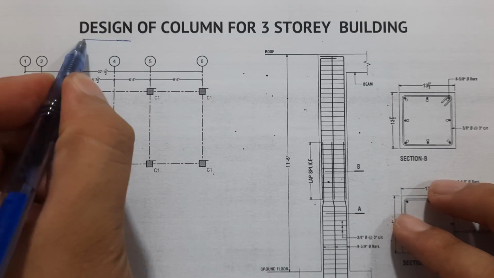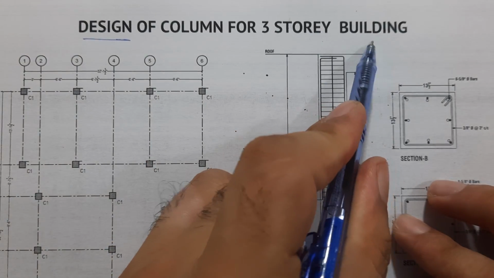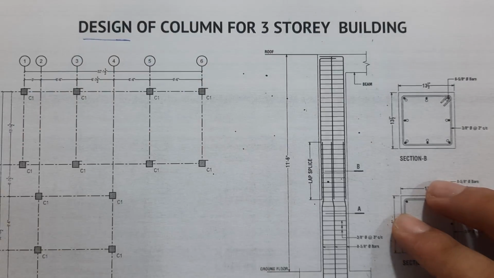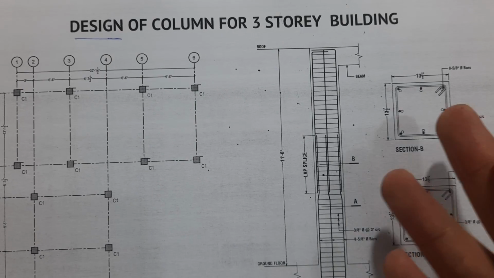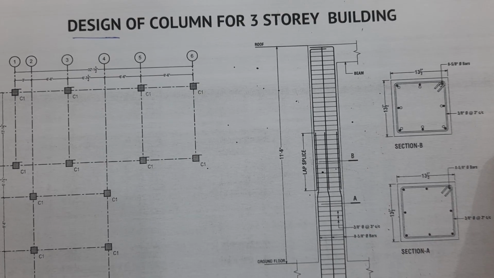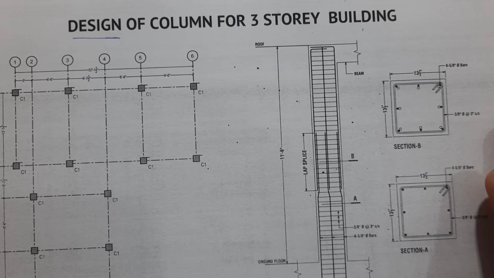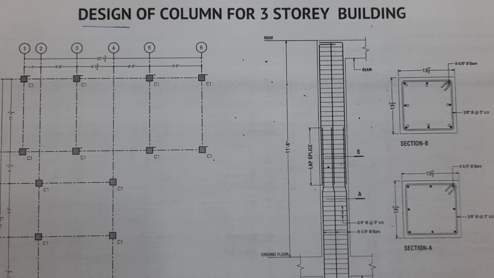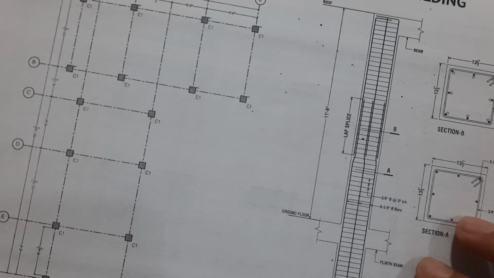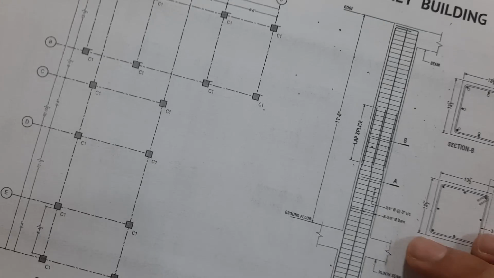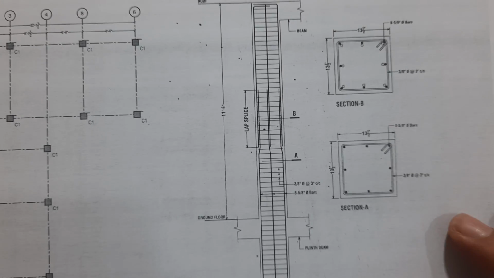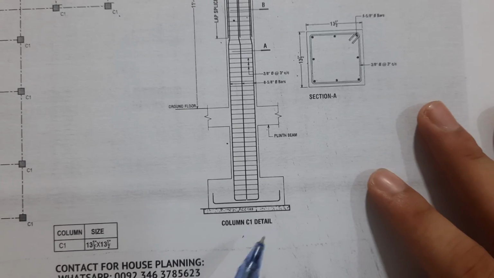Design of column for a 3-story building. This is a residential building I did for one of my clients. According to the structural load, I did this design. You can see here this is its column plan, and the next one shows the column detail.